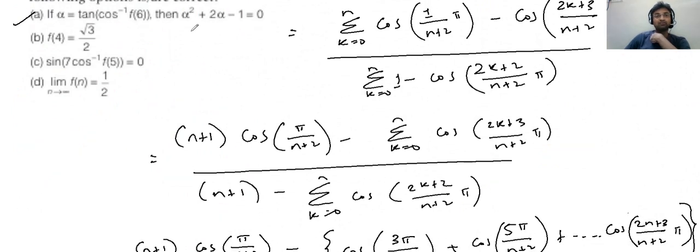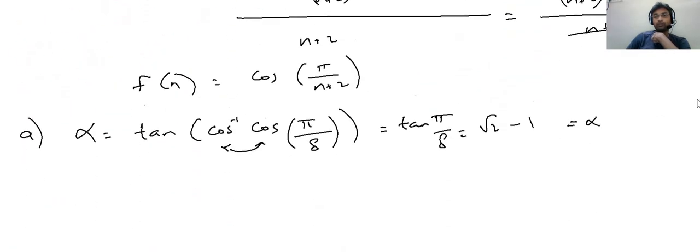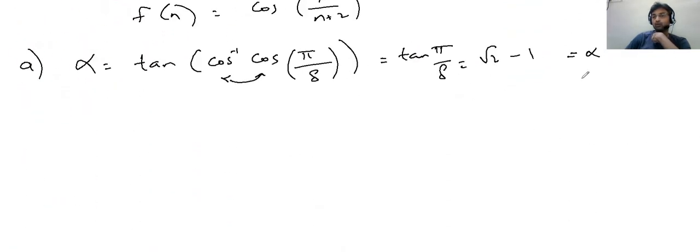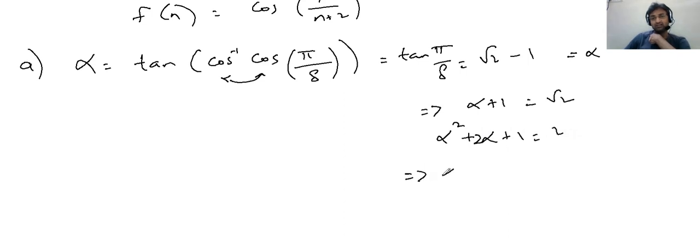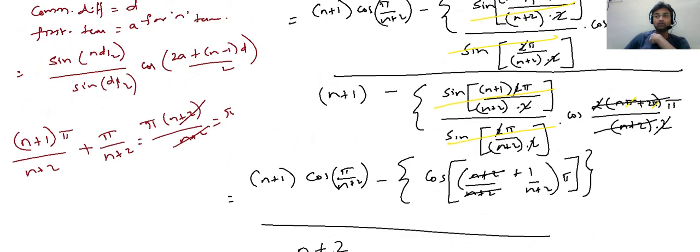Then we have to check whether alpha square plus 2 alpha minus 1 is equal to 0 or not. Taking 1 over that side, it becomes alpha plus 1 is equal to square root of 2. Squaring both sides, alpha square plus 2 alpha plus 1 is equal to 2. That is basically alpha square plus 2 alpha minus 1 equal to 0. So our first option is absolutely correct. The second option, let's check.